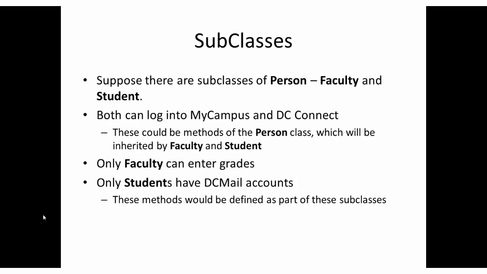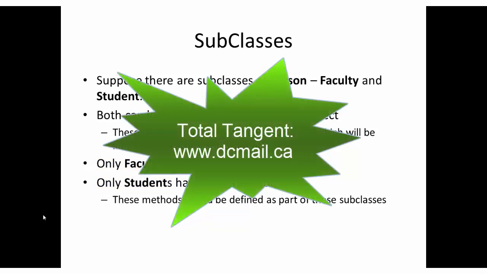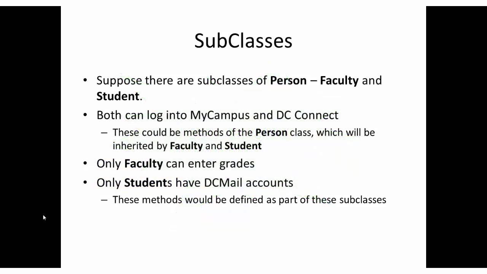Now suppose there are subclasses of person. There's probably more than this, but let's just go with faculty and student for now. They're going to have all of those properties mentioned earlier, but they're also going to have some of their own. So they can both log into MyCampus and DC Connect. So maybe logging into those two services are methods. Only faculty can enter grades. Students can't do that. And only students have DC mail accounts. This is probably a good opportunity to remind you that you have a DC mail account. So these methods would be defined as a part of these subclasses.